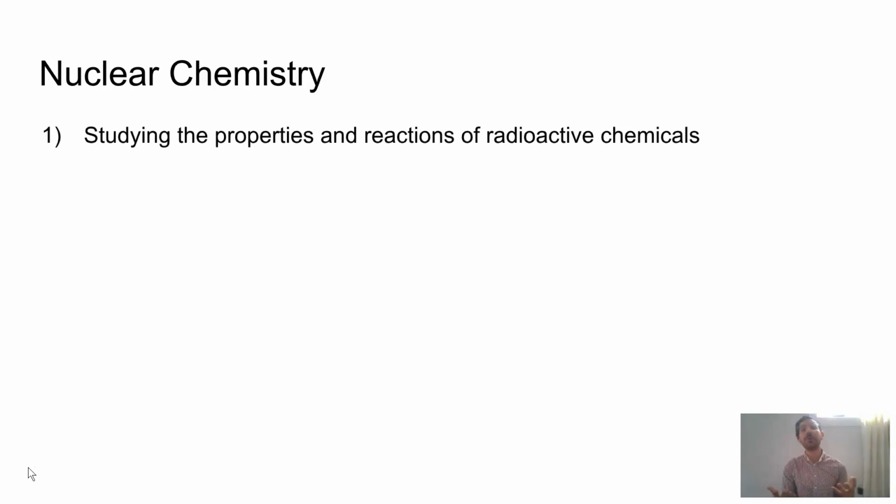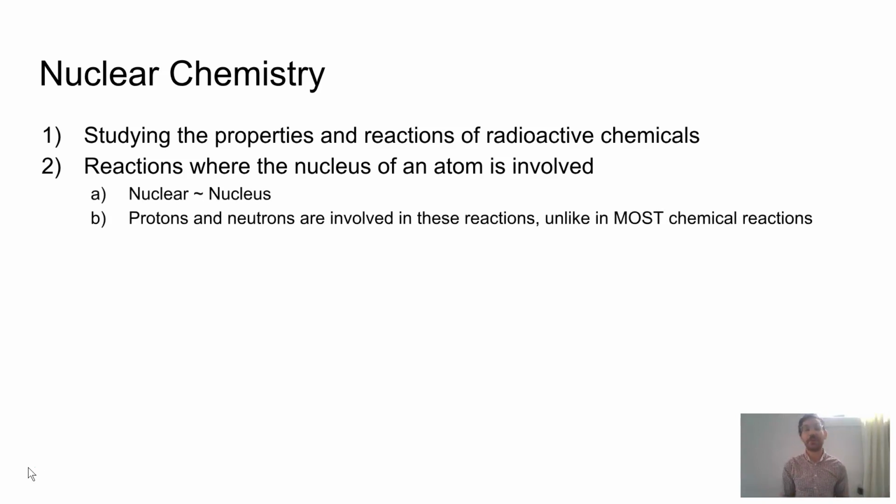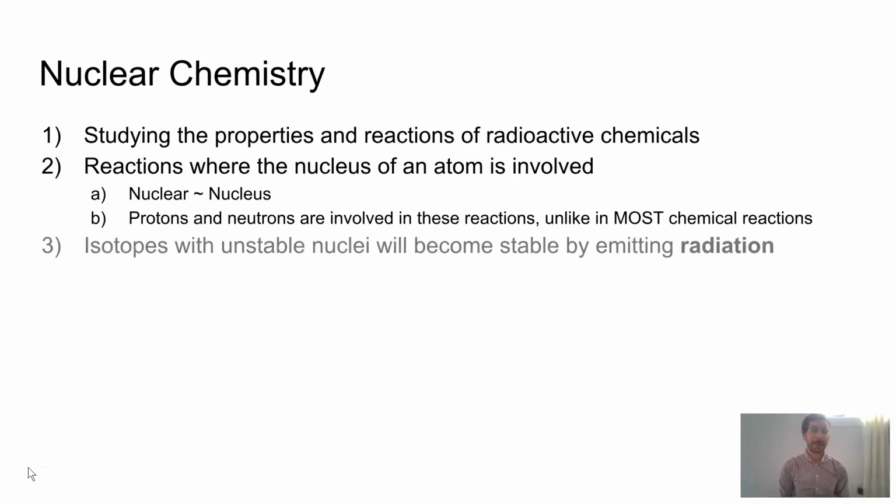So nuclear chemistry is studying the properties and reactions of radioactive chemicals. And these are going to be reactions where the nucleus of the atom is involved, not all those electrons, specifically those outer ring electrons, because as we know, those are the dudes who like to react. And so nuclear chemistry comes from the name nucleus because the nucleus is involved. Protons and neutrons are the dudes we're going to focus on here, not the electrons. Electrons can step off the stage for at least a minute.